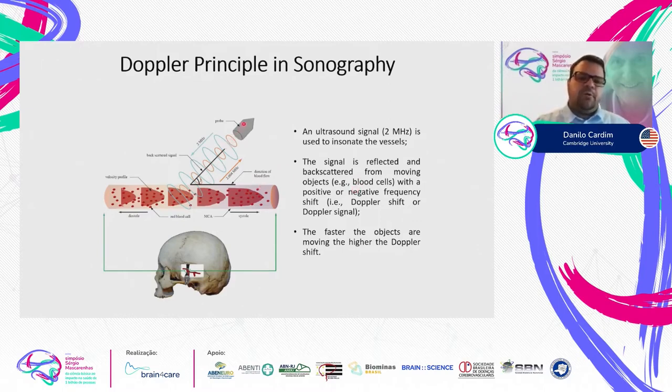So for example, here we see that the probe is emitting a frequency of 2 megahertz, and then the signal is scattering back to the probe with a delay, a shift in frequency. This shift is associated with the velocity of the blood, and that's how we have a surrogate of cerebral blood flow measured by this technique, the transcranial Doppler ultrasonography.